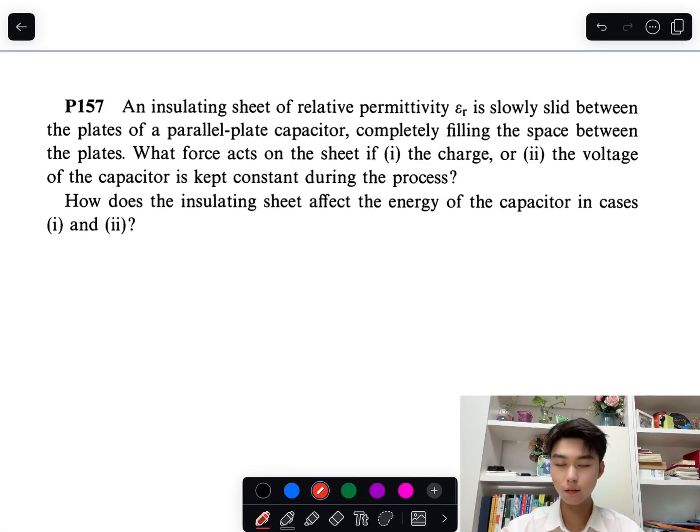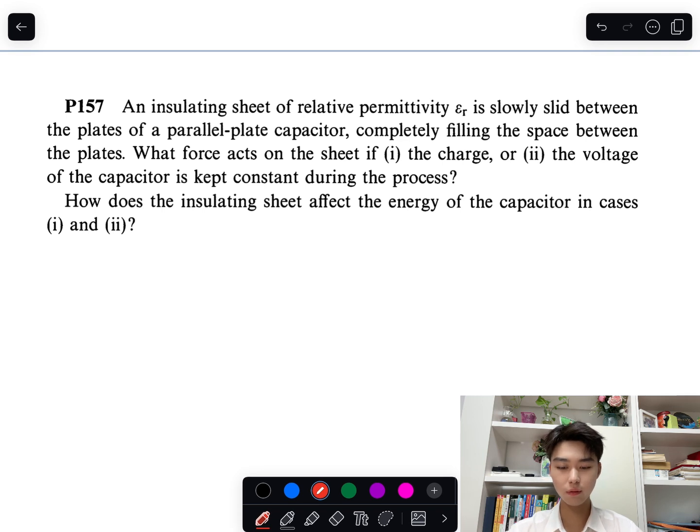Alexander again. Today we'll be doing a really interesting problem associated with the capacitor, and what's more interesting is that we'll have another relative permittivity epsilon r involved. So let's start. Problem 157.